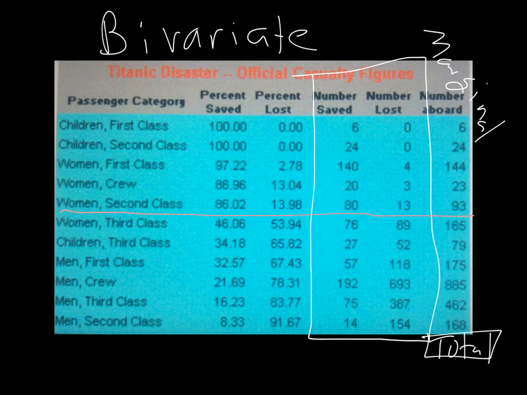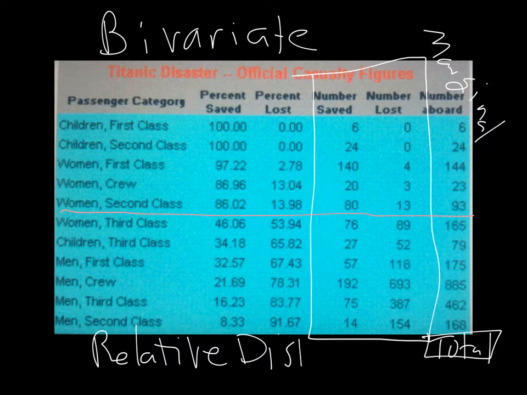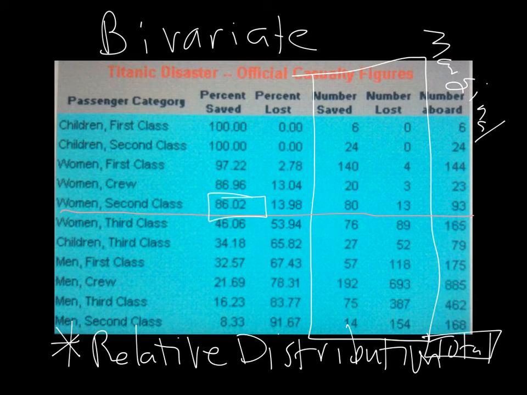The other method would be to find the percent, and percent would be giving what's called the relative distribution. Relative distribution. And just like if you're in a real class, not to say that my class isn't a real class, the teacher writes something down, says something, and mentions it 2 or 3 times, you make sure you write it down. Relative distribution is you take the percent out of how many relative to that category. So back up here, relative to the women in second class, 86% survived.